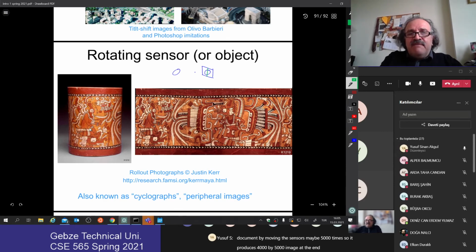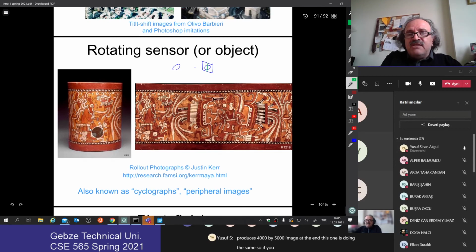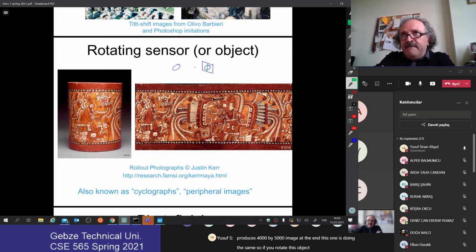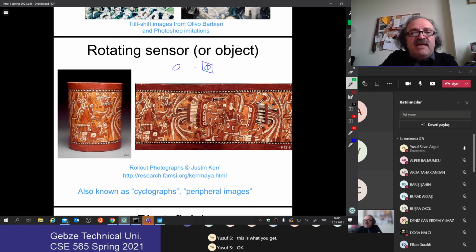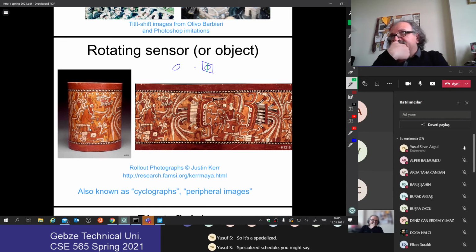This one is doing the same. So if you rotate this object in front of a one-dimensional camera, it's not a two-dimensional but a one-dimensional camera, and if you stitch them together, this is what you get. Okay, so it's a specialized scanner, you might say. Okay, good.